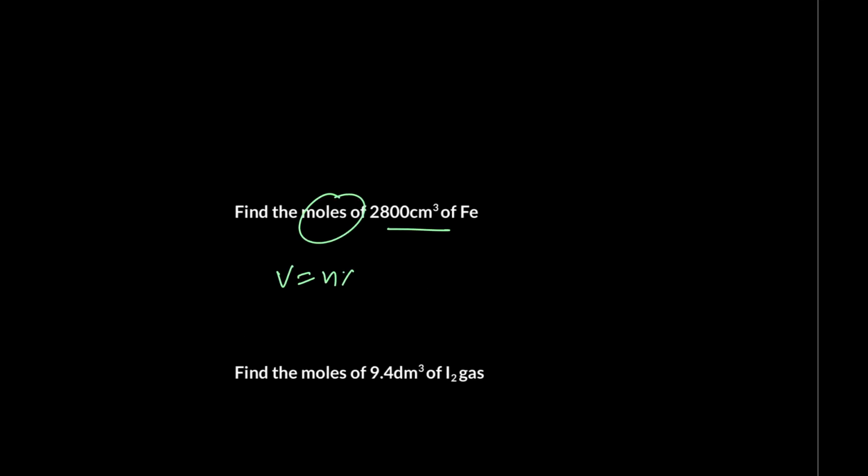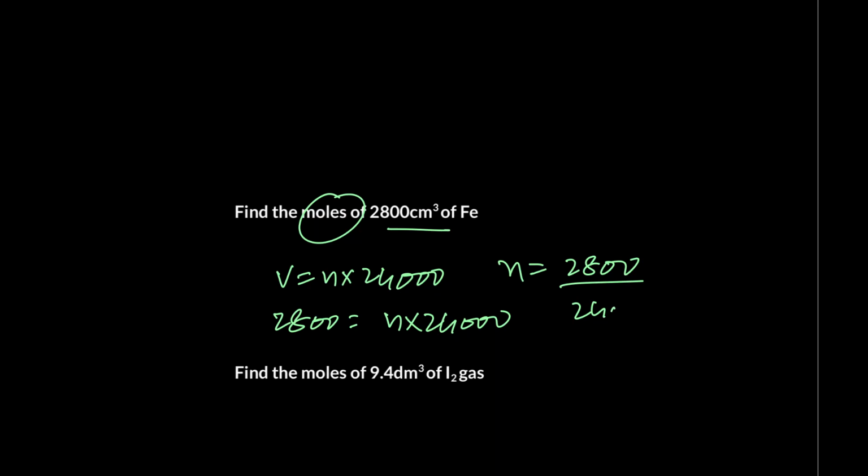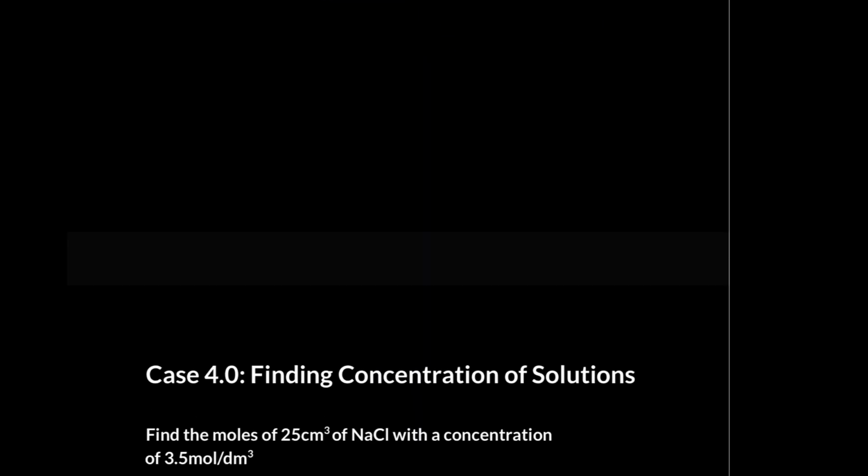V is equal to n times 24,000. Sir, to calculate the moles, V is given as 2800. n times 24,000. n is equal to 2800 divided by 24,000. Sorry for my pathetic handwriting, I just can't be bothered. Done.